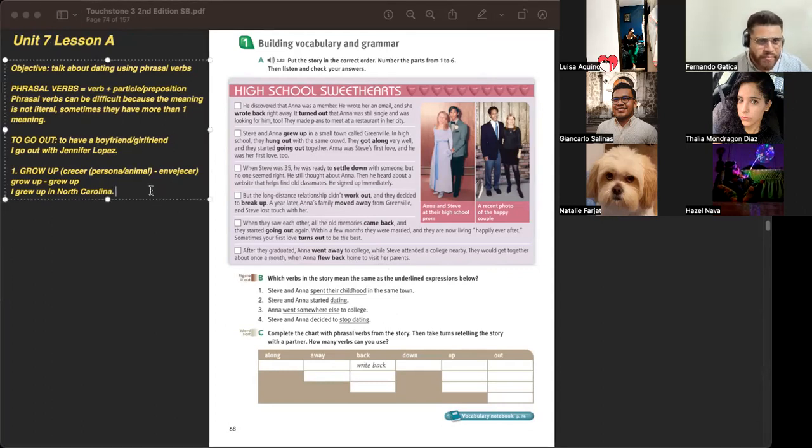Okay, that's one important phrasal verb. The second one is settle down. Settle down is sentar cabeza. Of course, settle down tiene más significados. Pero estamos hablando de citas. So, sentar cabeza. Settle down. The past of settle down is settled down. You add a D, the D sound. Settle, settled. Settled down.